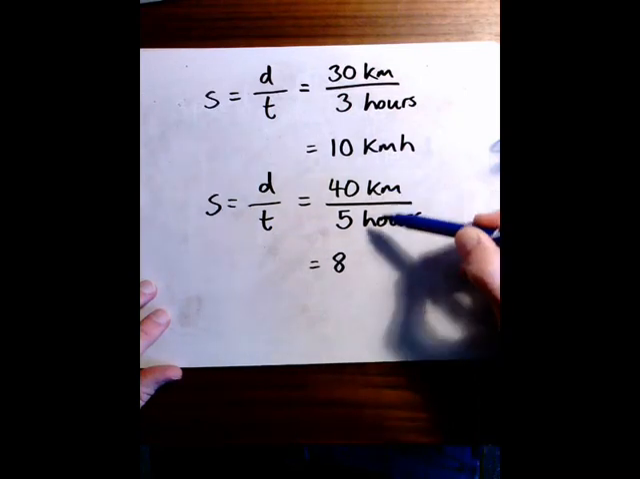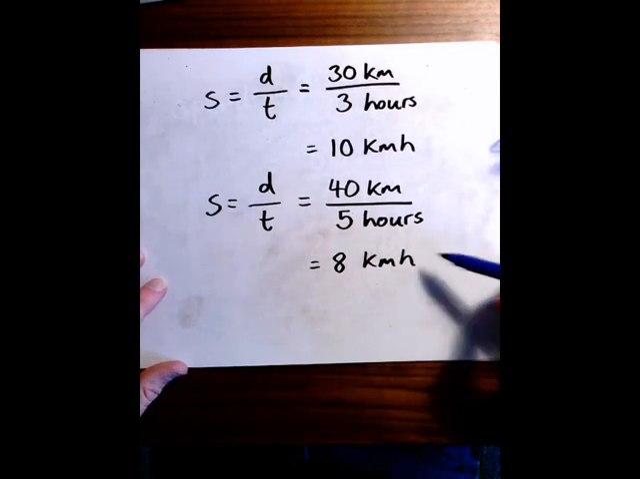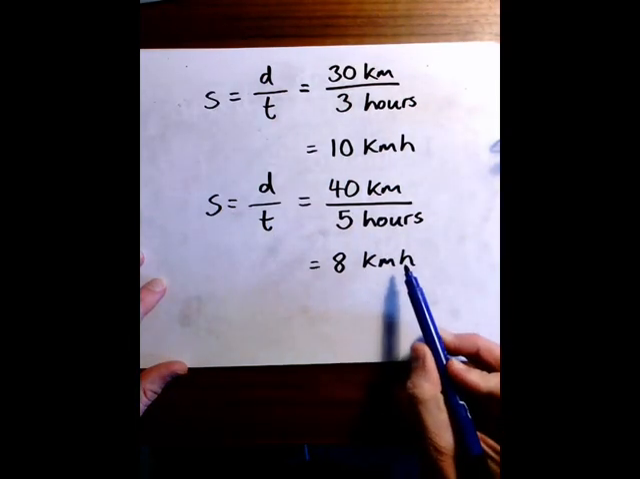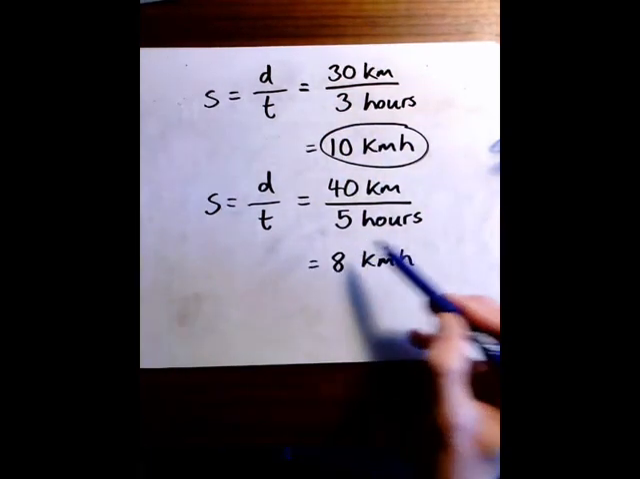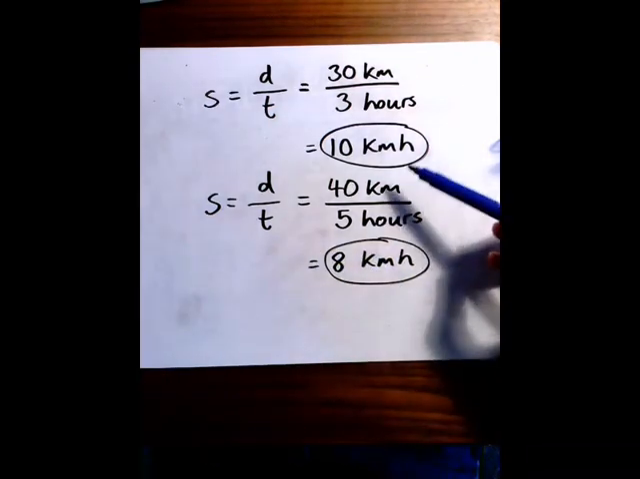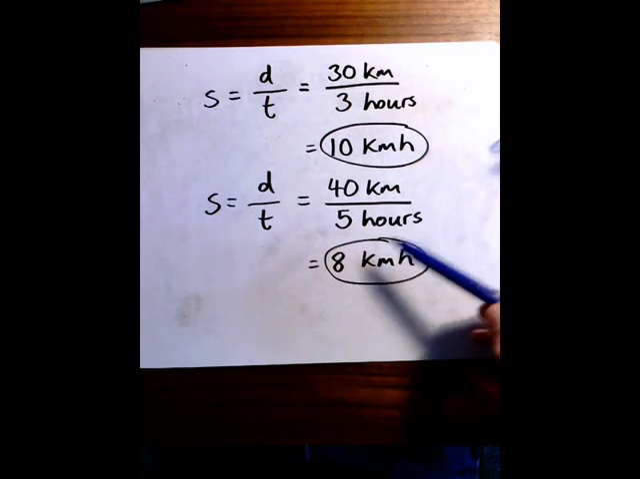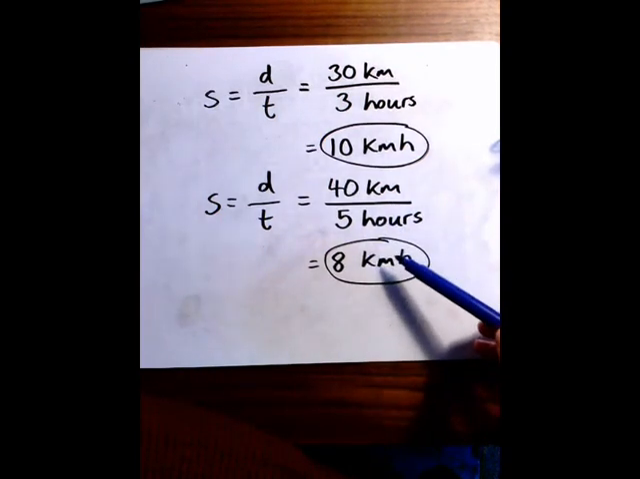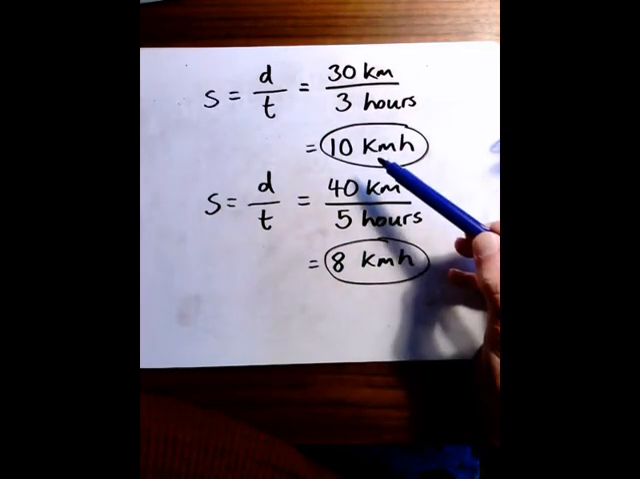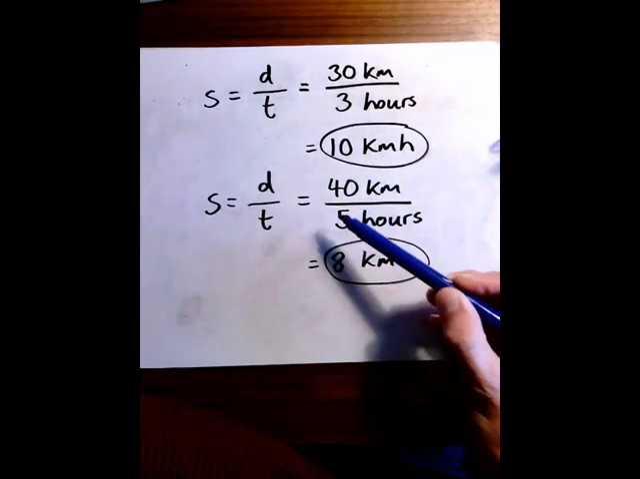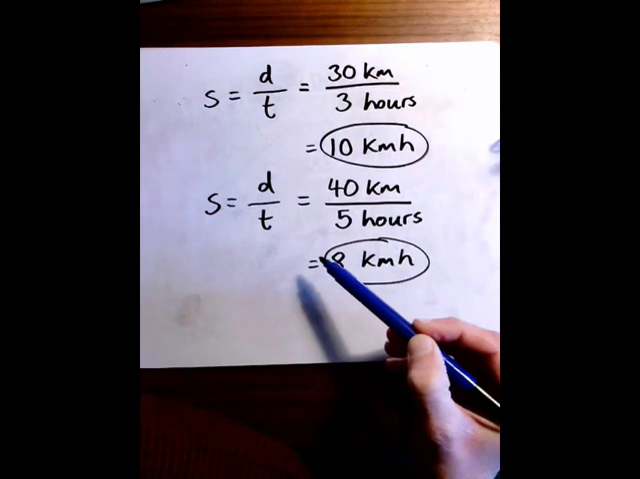And then it's kilometres divided by hours. So my unit of speed still stays the same, kilometres per hour. So now I can see and compare my two speeds that I've got: 10 kilometres per hour versus 8 kilometres per hour. So what I can say on average is that in his second journey, he was travelling 2 kilometres per hour slower than he was in his original journey. So that hilly extra 10 kilometres really ate into his average speed there.